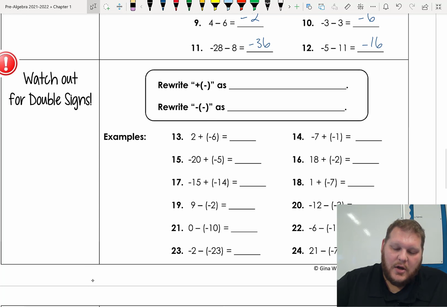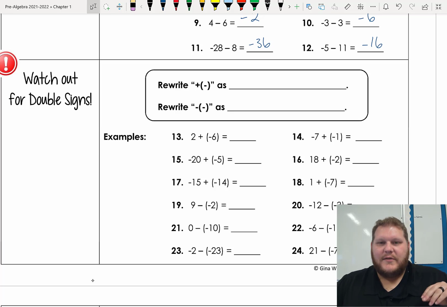Be careful, and I know a lot of us are going to get tripped up by this. This might be kind of our kryptonite and things that we're struggling with. Be careful of double signs. So I tend not to write it this way. Sometimes we'll see them with the double signs where it's something either as plus a negative number or minus a negative number, mainly with negatives.